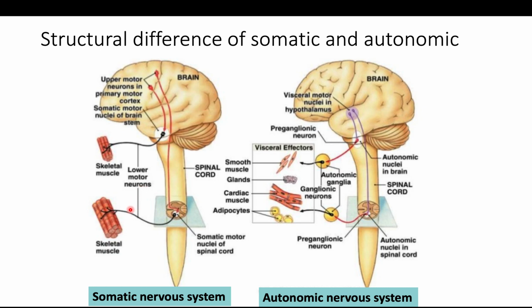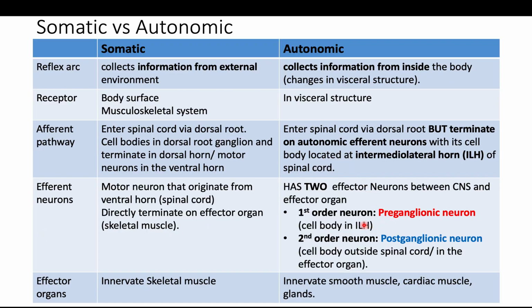If we look at this structure, for example, we have a skeletal muscle which, from the brain, can receive an input that goes directly to the skeletal muscle. This is the somatic nervous system, in which there is only one output cable connected to the skeletal muscle. But for the autonomic nervous system, you can see that we have two output cables. The red one we call the first order neuron, which I mentioned just now, and its cell body is located in the ILH.